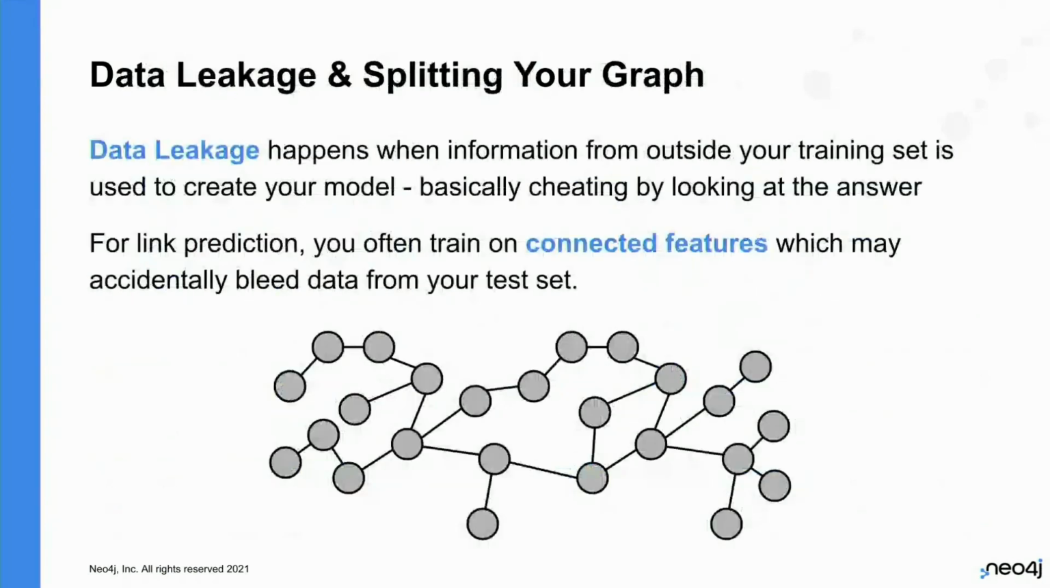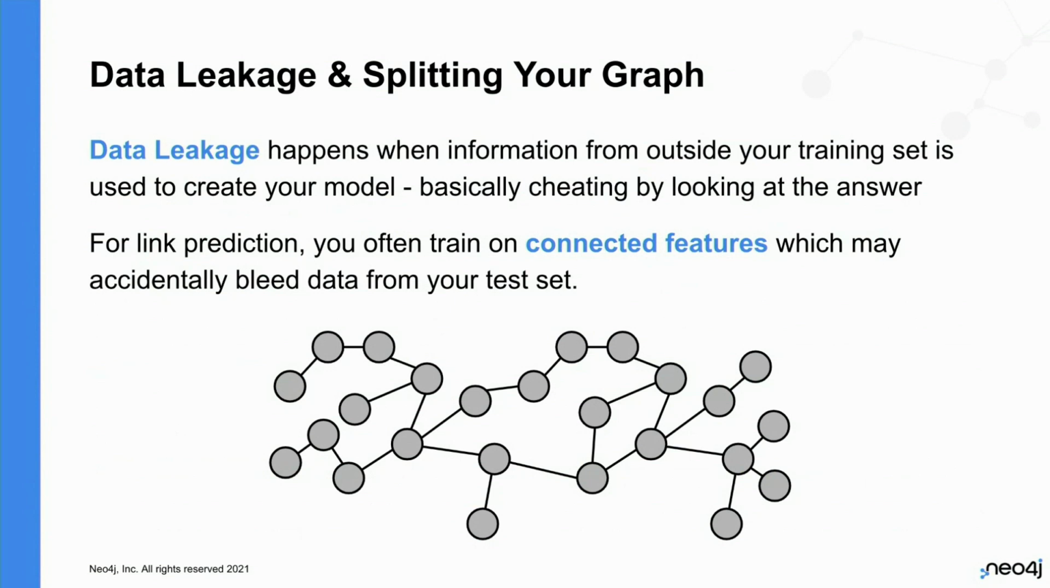So let's assume you've done that. Your next hurdle is data leakage, and how do you split your graph? Data leakage happens when information from outside your training set is used to create your model. You're basically cheating by looking at the answer. For link prediction, you're usually training by looking at connected features, which may accidentally bleed data from your test set. If I want to create a graph embedding, that graph embedding is going to capture not just my node of interest, but the topology of the graph around that embedding. So if the graph around that embedding is outside of my train set, that's a problem.